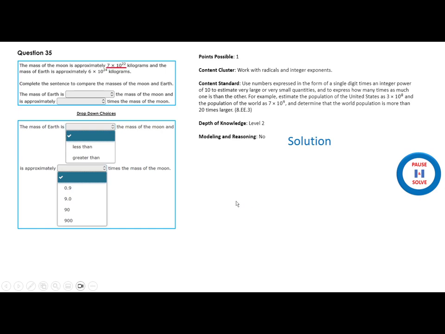So all you have to do is these two numbers are the important numbers to deal with. So let's take 6 times 10 to the power 24 and divide it by 7 times 10 to the power 22. You get this. 24 minus 22 is 2. That's 0.86 times 10 to the power 2. This is not exact, I round it. So that's almost 86. Almost 90. 90 is right here. So greater by 90 times.